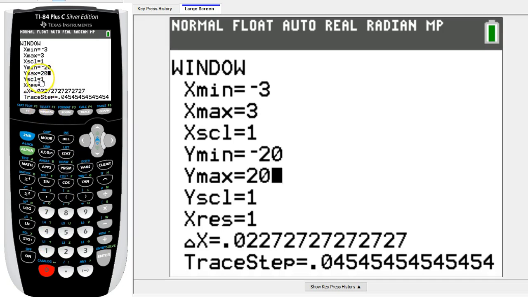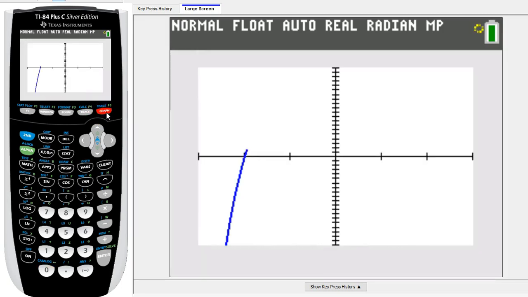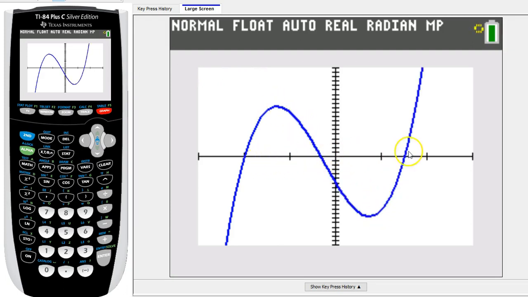Don't worry too much about the scaling or the resolution. You can just leave those things as they are. Now just hit graph. What I'm looking to see is, do I see the turning points? Yes. Do I see the intercepts that I'm expecting to have? It's a cubic, so I could expect at most 3 x-intercepts and at most 2 turning points or relative extrema. So I'm pretty happy with that.